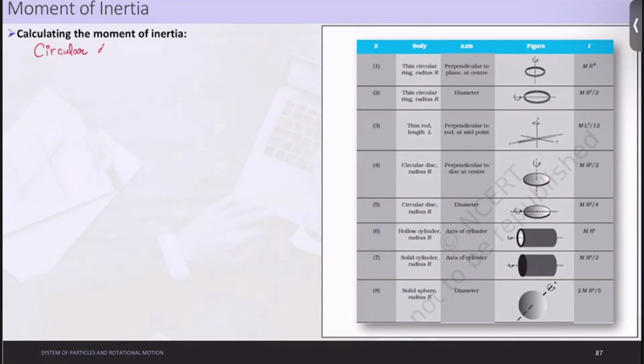So it's a circular disk of radius capital R. Okay. Let us try to calculate.